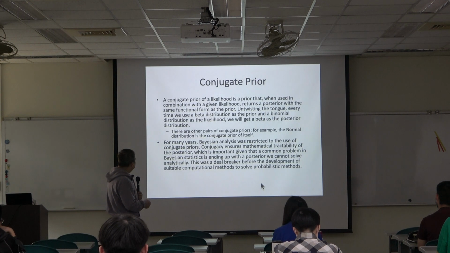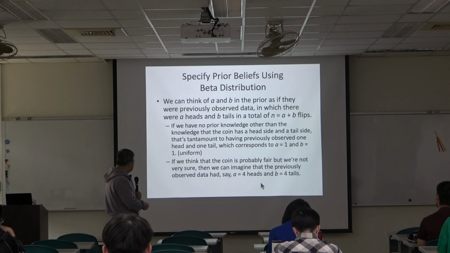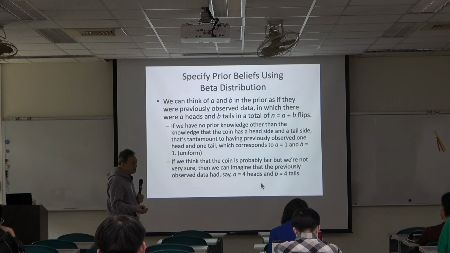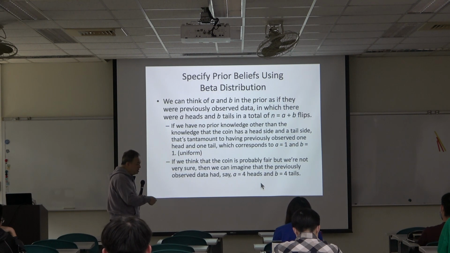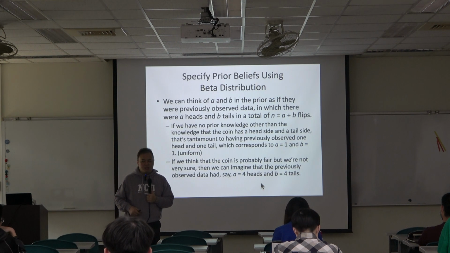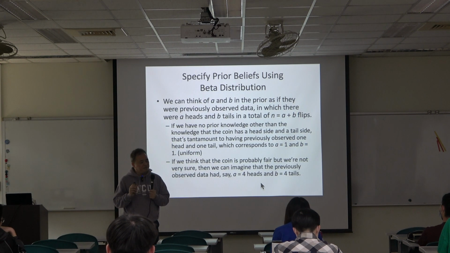So if you think that the coin is probably fair, as I said, we get it somewhere, maybe from the bank, but not directly from the government, we are not very sure. Then we can imagine that the previous observed data had alpha and beta both equal to 4. Here we are describing a not so confident faith that this coin is fair. We believe the coin is fair, but we are not so sure.